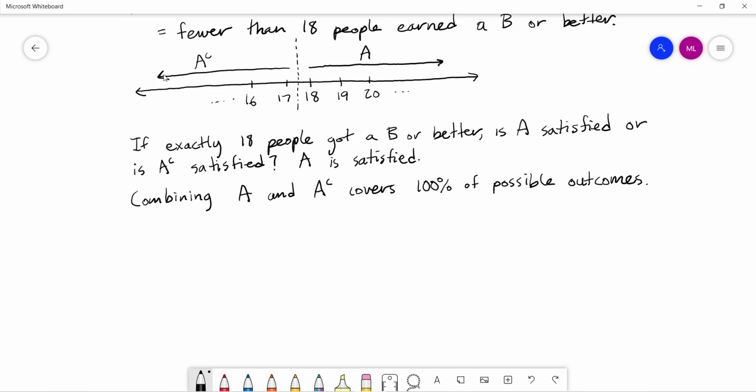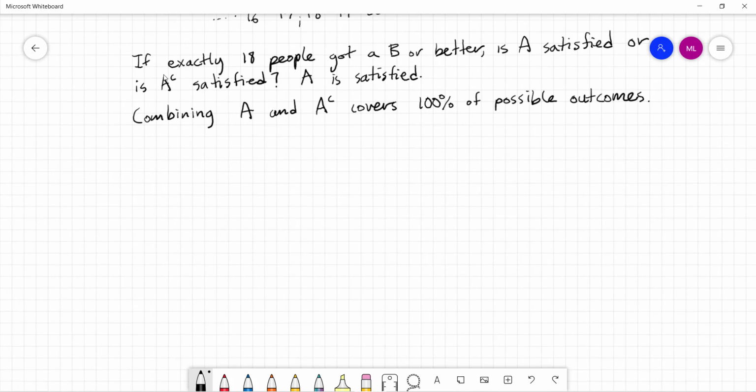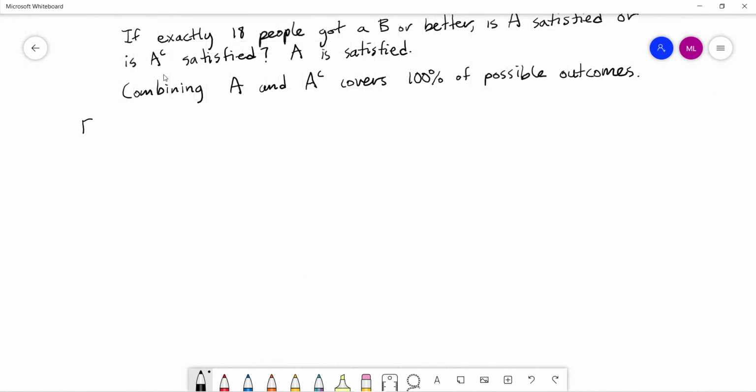So it's a confusing concept. So let's do some more examples and see if this helps. So let's do another example here. What is the complement of the phrase that follows?